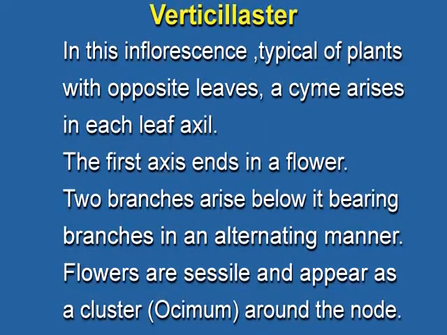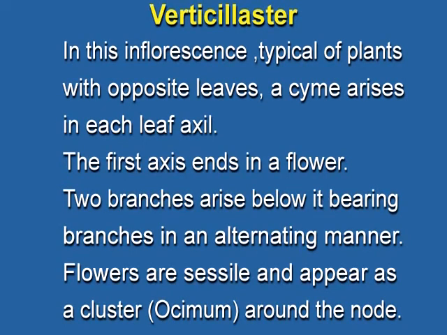The next special type of inflorescence is verticillaster. In verticillaster, this inflorescence is present in those plants which contain opposite leaves. So, a cyme will be produced in each leaf axil. The first axis ends in the flower and then two branches will be produced below it. The two branches which are produced below it will be produced in an alternating manner.